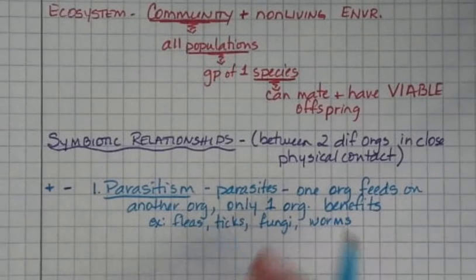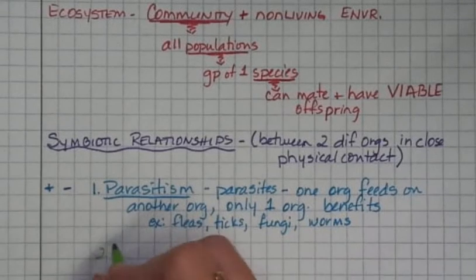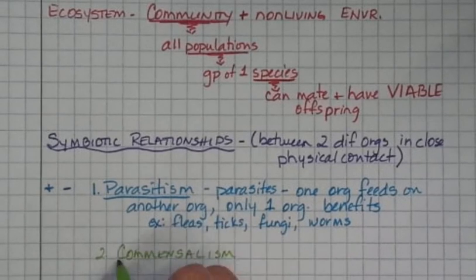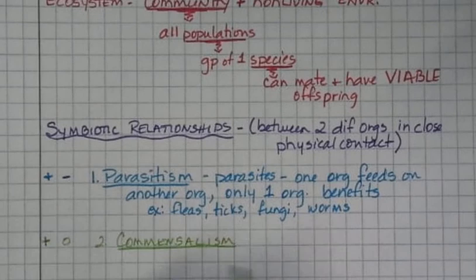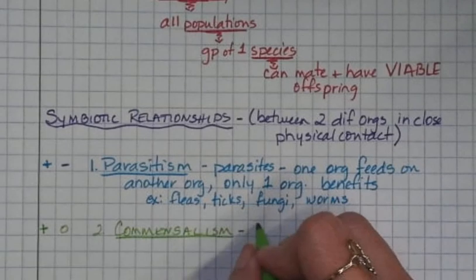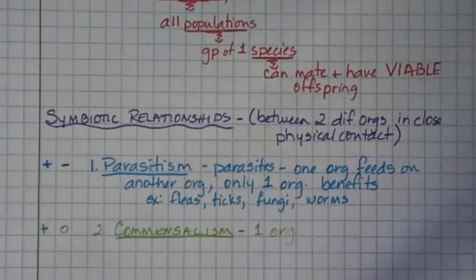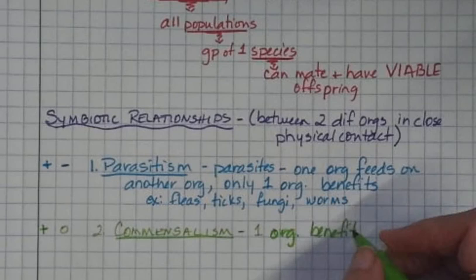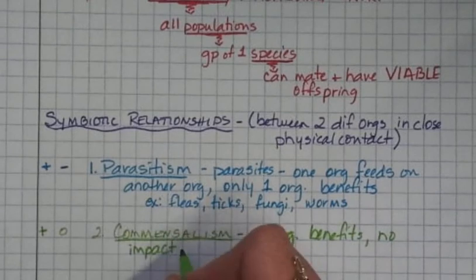Okay, so we have parasitism. The next one we're going to do is commensalism. Commensalism is when one organism benefits but nothing happens to the other. It's not good, it's not bad, it's just nothing. So commensalism: one organism benefits, they get good from it, and there's no impact on the other. Nothing bad happens, nothing good happens. No impact on the other.